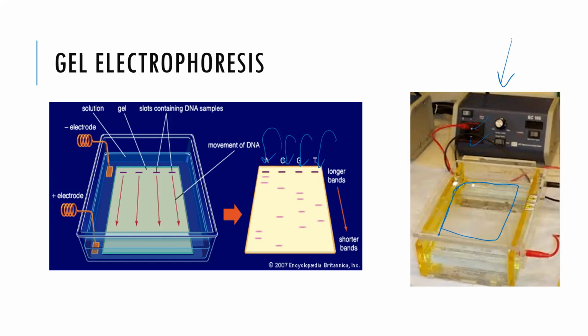When it is introduced into these wells, we connect it to the electrodes. DNA is negatively charged, so it moves from the negative electrode to the positive electrode. It moves according to the size. As it moves, the larger fragments remain in the front, and the smaller fragments move faster, so they remain at the end. So they move according to the size.